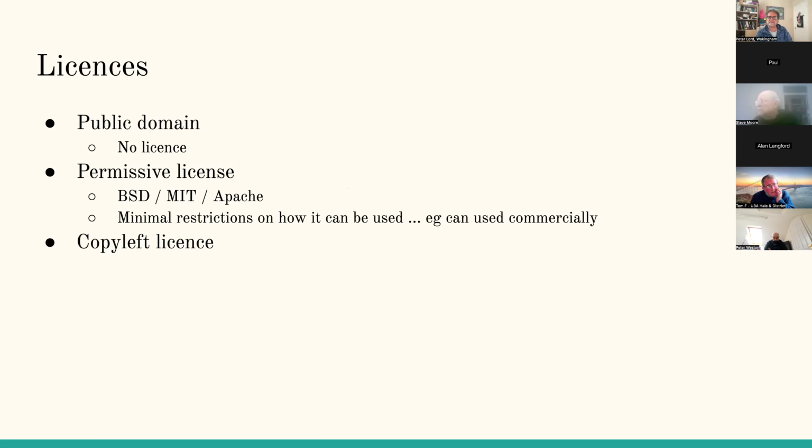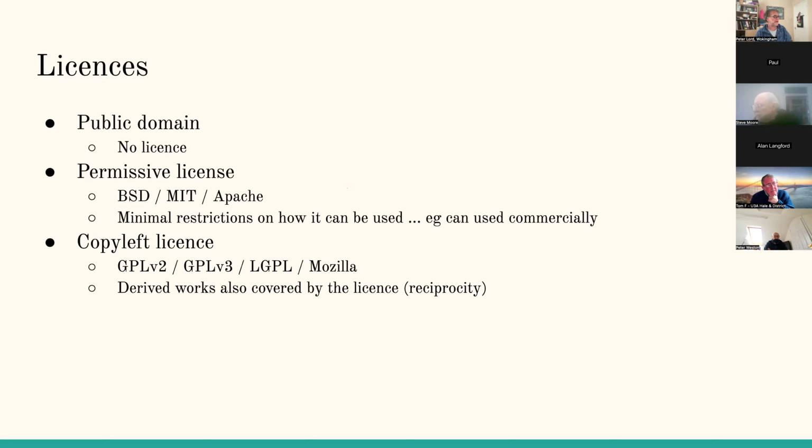The third type of license we see is called copyleft license. This means that if you derive any new software from this software, the new software is also covered by the license. So there's a reciprocal going on there. If you download some software and you include it in your software, then the whole thing has to be covered by that license.